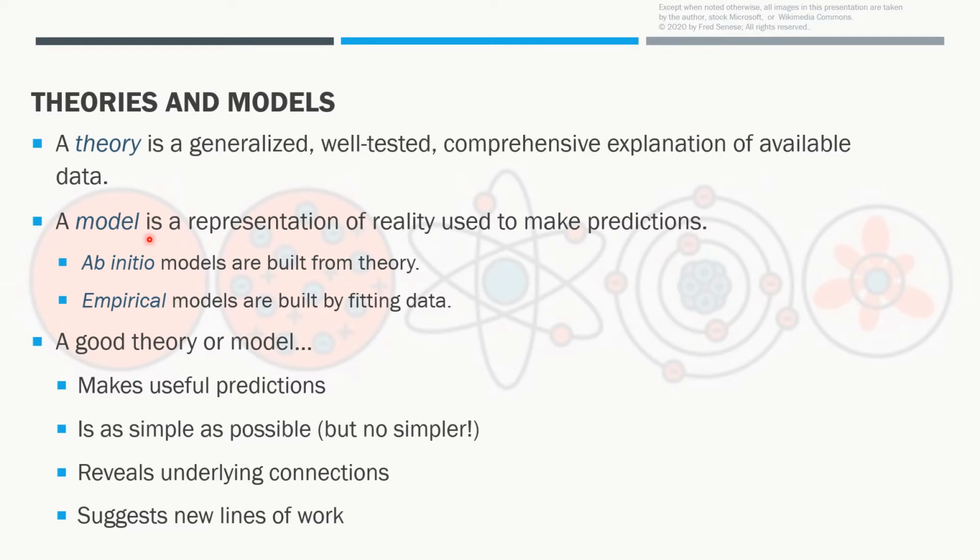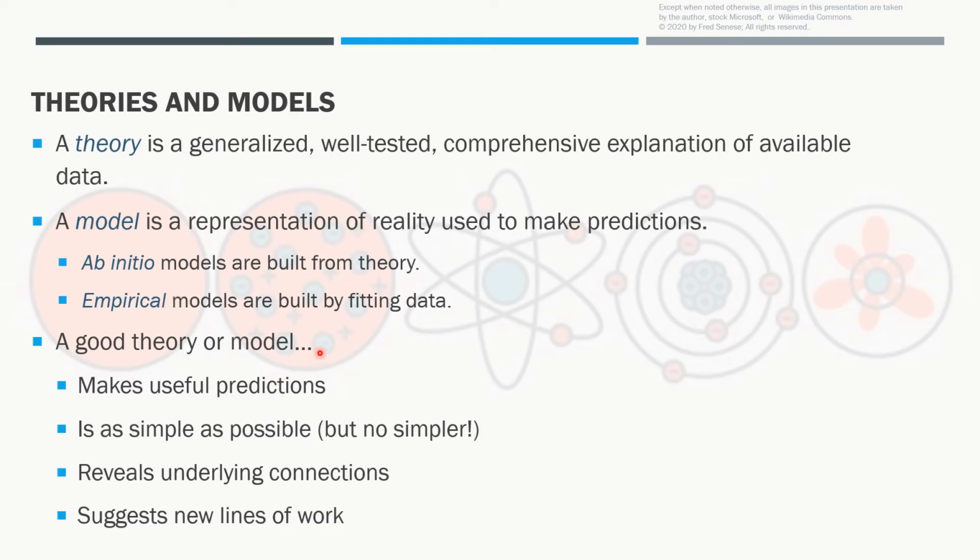Now, sometimes models are built from theories, and sometimes they're built by directly fitting experimental data. An ab initio model, ab initio, is built around theoretical ideas. An empirical model is built by fitting experimental data. Now, sometimes you can have a model that contains elements of both of those things. They call those semi-empirical models.